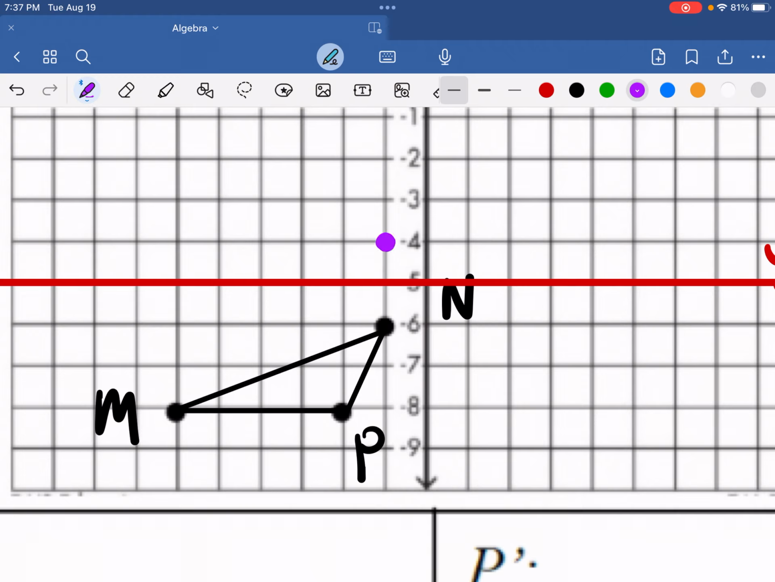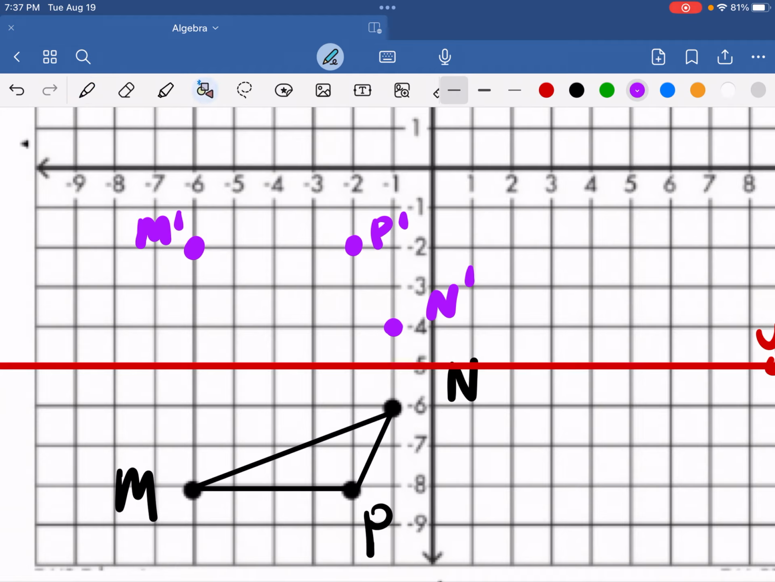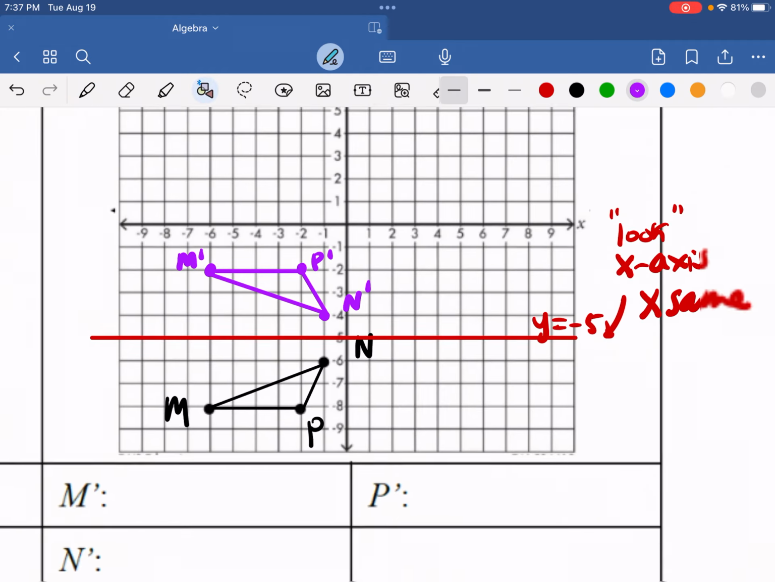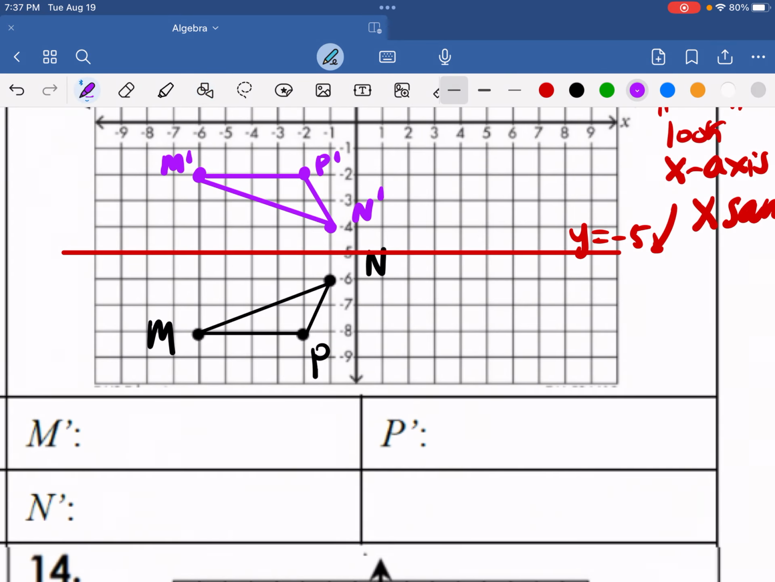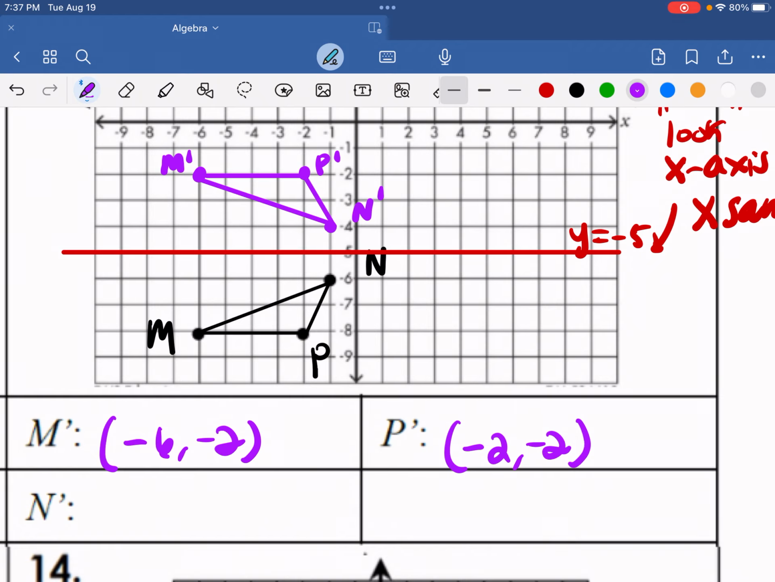1, up 1, n prime. 3, above 3, p prime. 3 below, so right here it's 3 down, so now go 3 above, m prime. And now connect your points. And that is your new shape, right? And then now you can draw your coordinates. So -6, -2 for m prime. P is -2, -2 for p prime. And n prime is -1, -4.